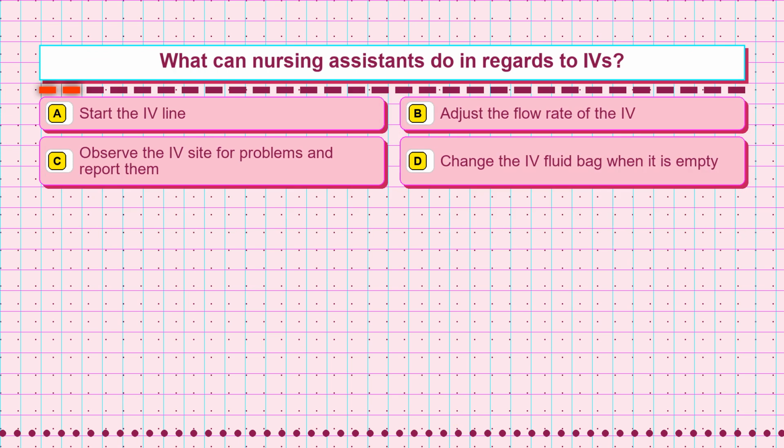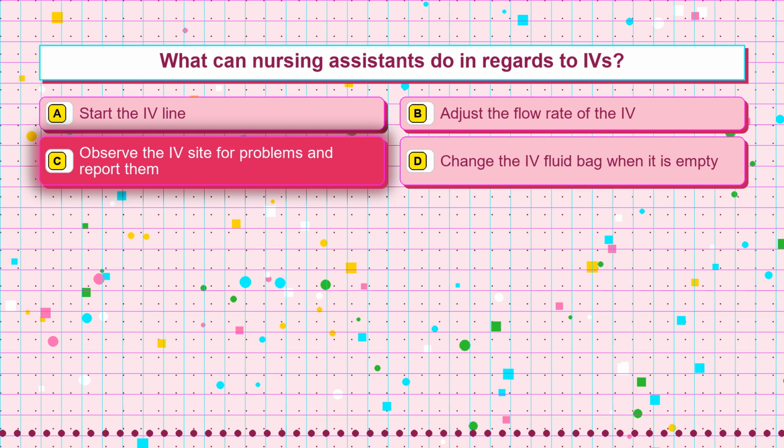Question 34. What can nursing assistants do in regards to IVs? Option A, start the IV line. Option B, adjust the flow rate of the IV. Option C, observe the IV site for problems and report them. Option D, change the IV fluid bag when it is empty.